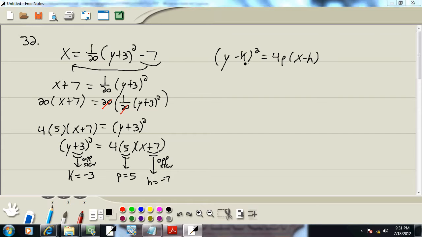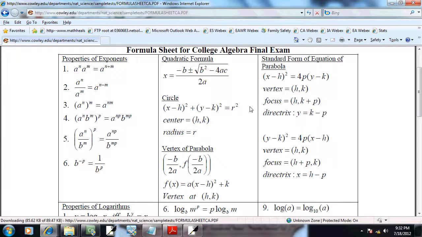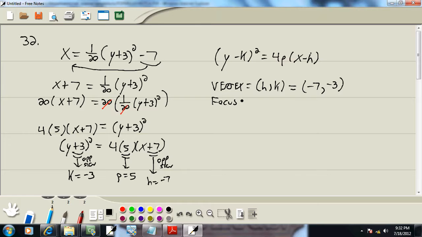Now we're dealing with the formula with the square on the y. So over here it tells us the vertex is (h, k). Well, h was negative 7, k is negative 3. And it tells us our focus is (h plus p, k). Well, h was negative 7 plus p, which is 5, comma k, which is negative 3. Negative 7 plus 5 is negative 2, so we get (negative 2, negative 3).